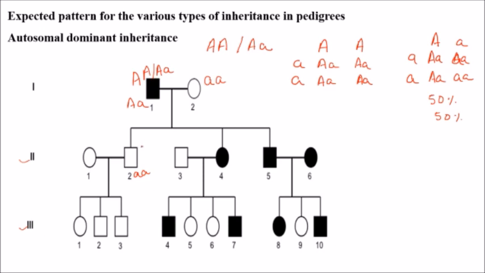The next point is that an affected person mating with an unaffected person should have approximately 50% affected offspring. As we have seen here, if it is in the heterozygous condition, then 50% of the offspring will be affected and 50% will not be affected. The next expectation for the autosomal dominant is that the distribution of alleles in both sexes will be equal. As it is autosomal, it will not influence any particular sex. So these were all about the autosomal dominant inheritance.